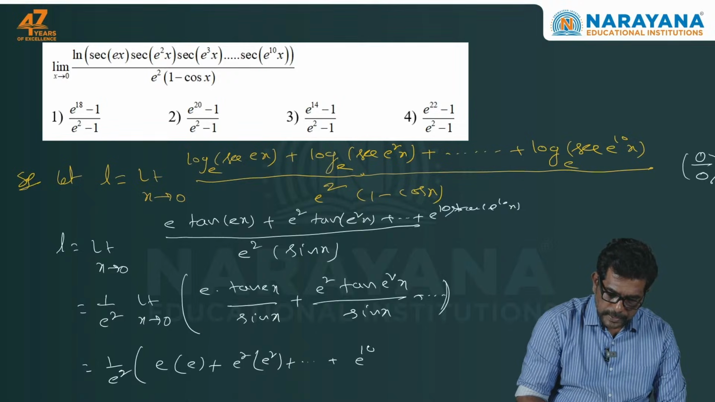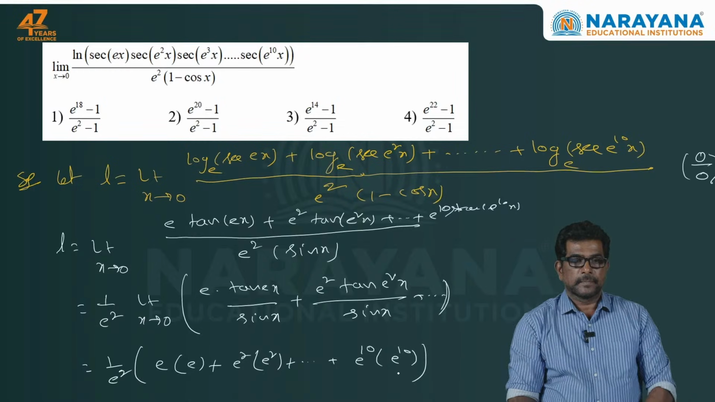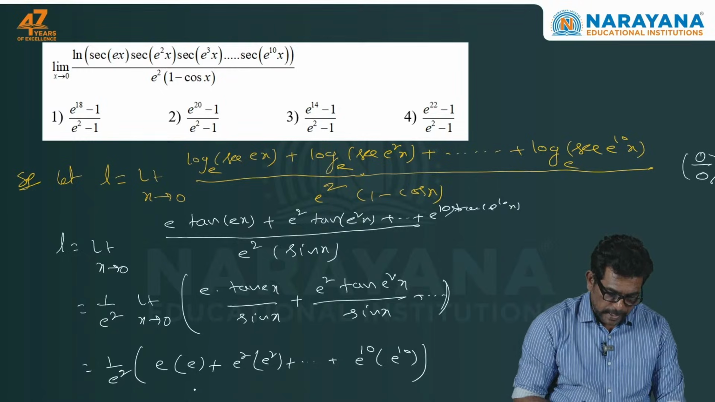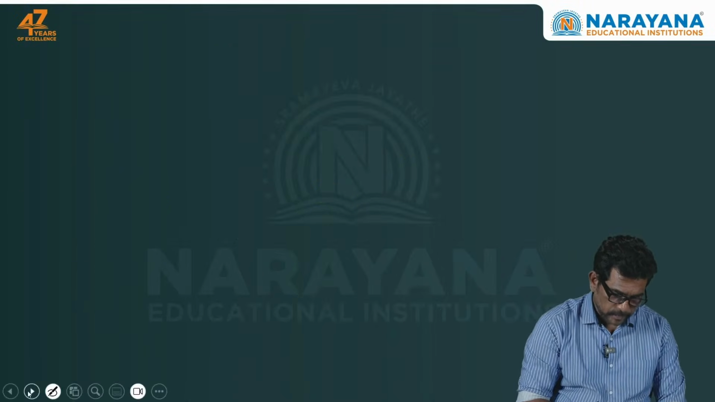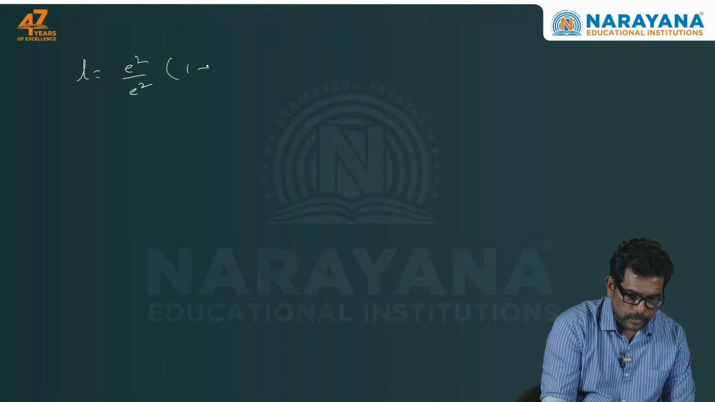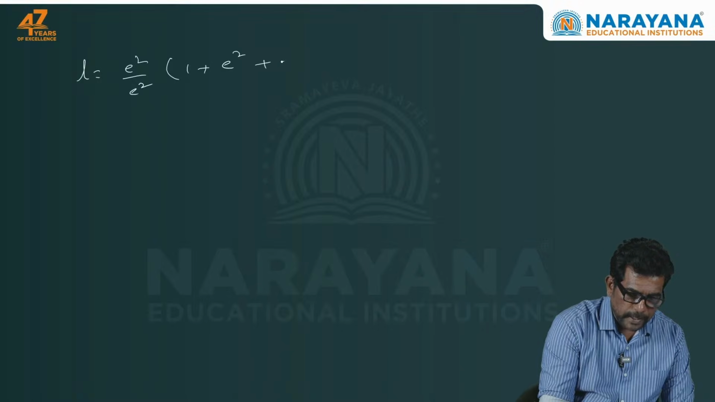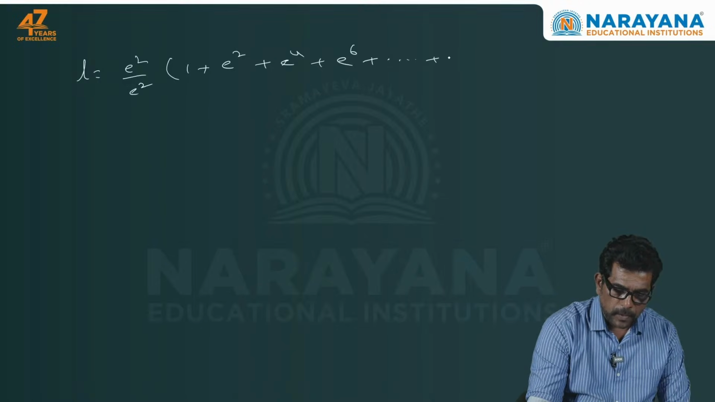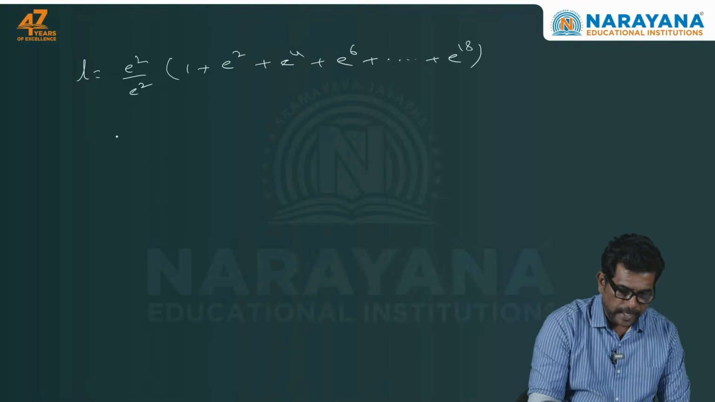The last one is e to the power of 10 into e to the power of 10. Now every term is having e square common. By taking e square common, L becomes L is equal to e square by e square into 1 plus e square plus e to the power of 4 plus e to the power of 6 plus so on plus e to the power of 18.